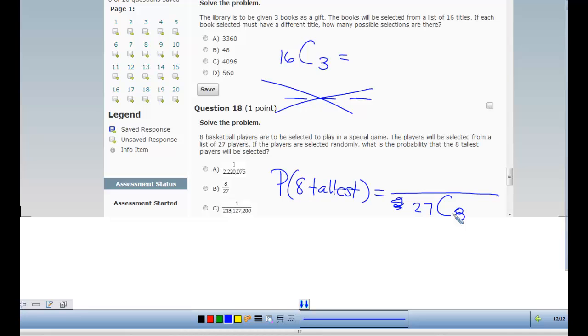Okay, 27, choose 8. All right, then up top, now, there's so many ways. I wouldn't even start to try to write them all out. But how many ways can you choose the 8 tallest? One way. There's only one way to choose the 8 tallest. If I choose 8 people and they make up the 8 tallest, there's no other way to choose the 8 tallest people. Okay, so it's 1 over the number that he mentioned, which comes from 27 combination 8. Okay?